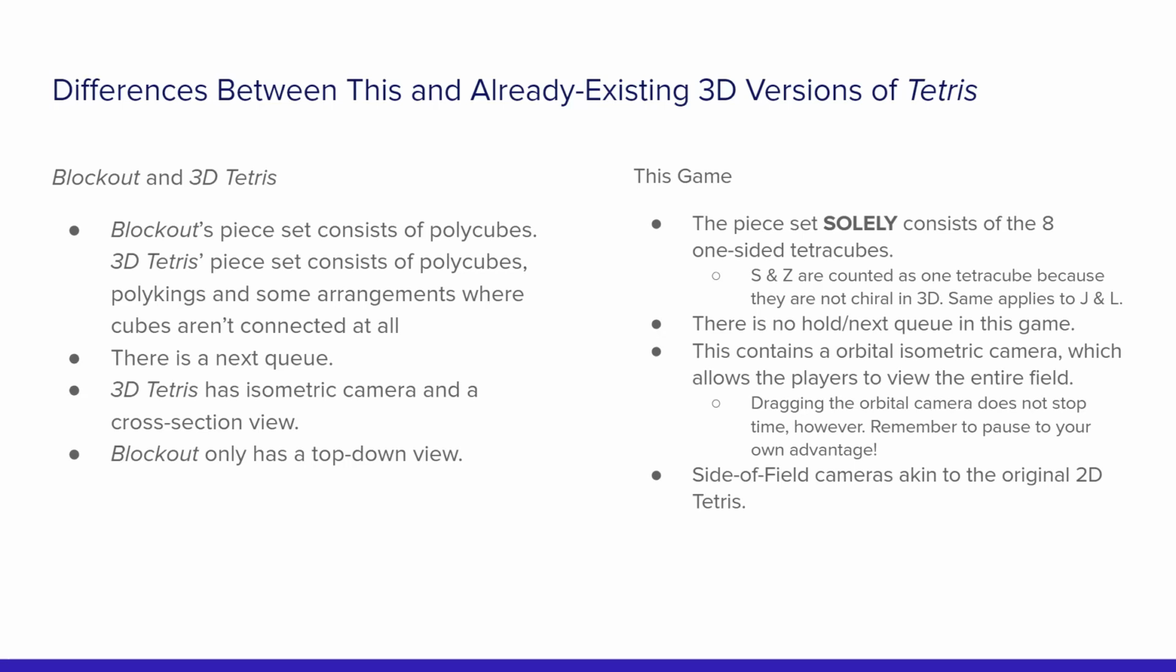This game contains an orbital isometric camera which allows the player to view the entire field. Sadly, dragging the orbital camera does not stop time. Remember to pause the game so that you have an advantage. There are also sided field cameras akin to the original 2D Tetris.